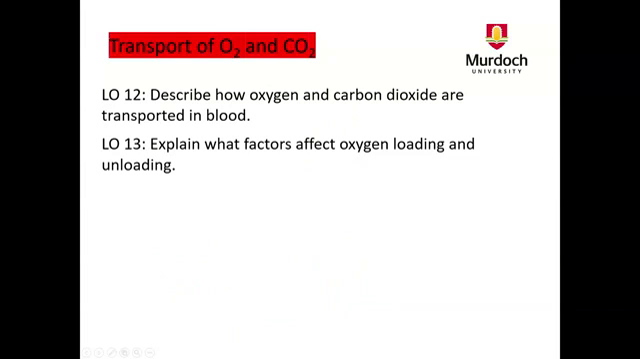Okay, so we've got the blood exchanged in the tissues, in the lungs. So now we need to look at how do we transport it around the body, and we do that now.